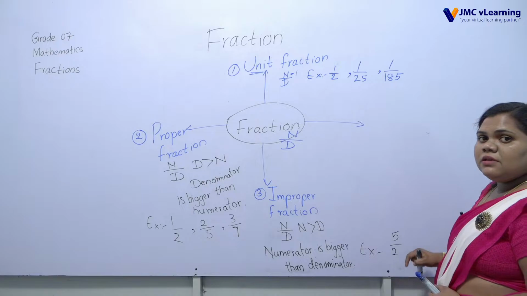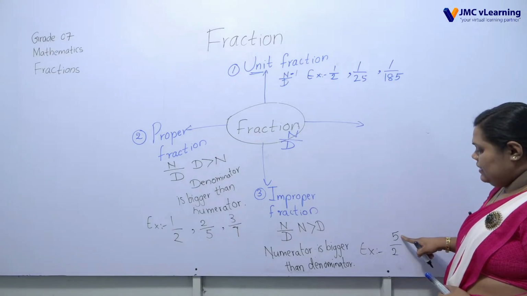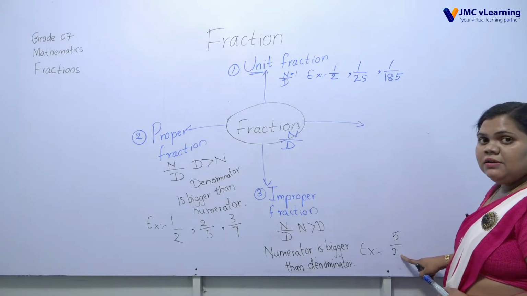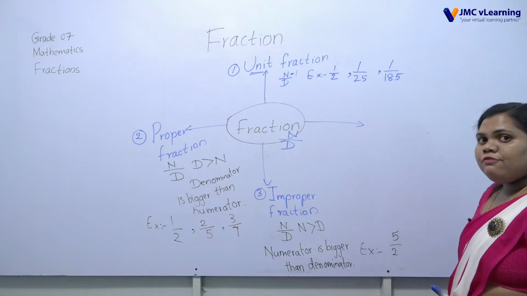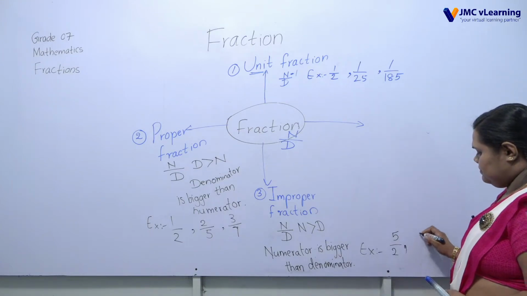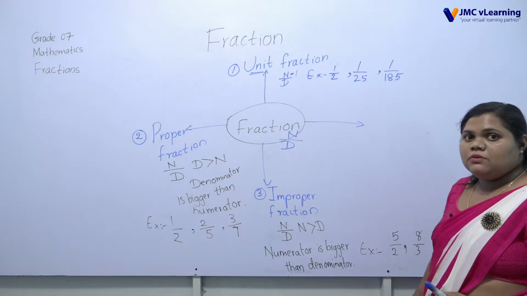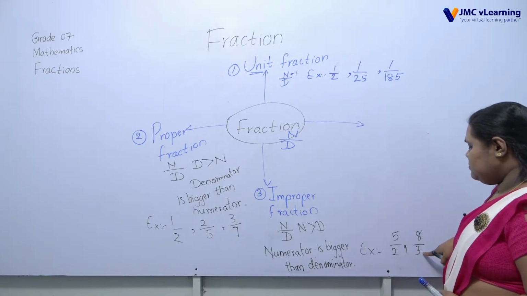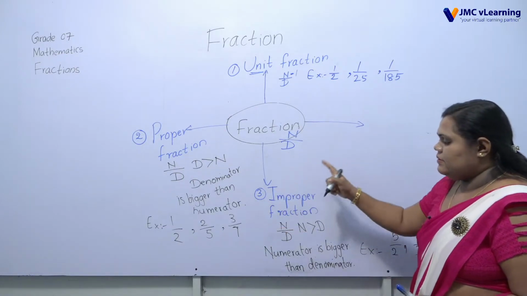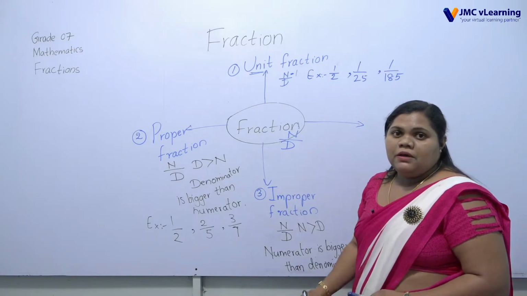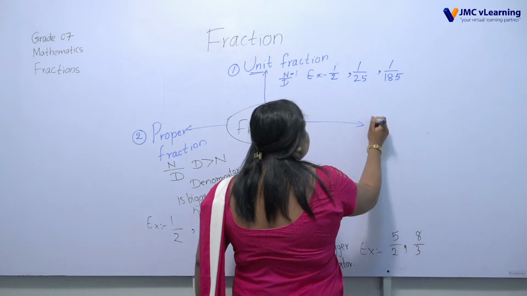How can we read this? 5 out of 2. Now look at this. This numerator is bigger than the denominator. So we can call that one an improper fraction. 8 out of 3. Look at this. This 8 is bigger than 3. The numerator is bigger than the denominator. So we can call that one an improper fraction. Are you clear? Okay.